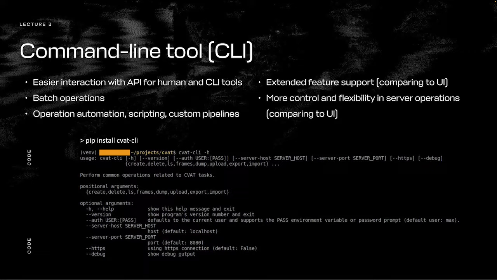Third, the CVAT command line tool. This provides easier access to endpoints for humans who don't want to code their own clients. Once installed, it can be used to batch and automate various operations. It offers support for a few features that aren't yet covered by the user interface, as well as more flexibility and control. At the bottom of the slide, you'll see a few arguments from the help page. You can install this tool with pip install cvat-cli.